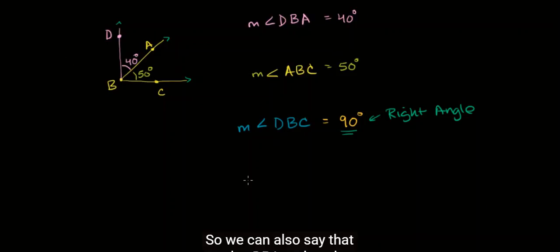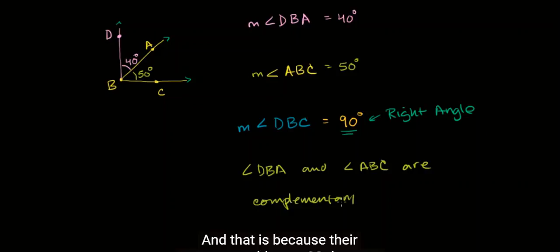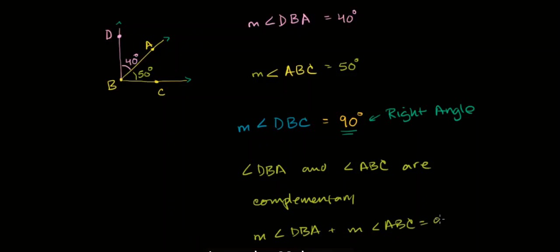So we can also say that angles DBA and ABC are complementary. And that is because their measures add up to 90 degrees. So the measure of angle DBA plus the measure of angle ABC is equal to 90 degrees. They form a right angle when you add them up.